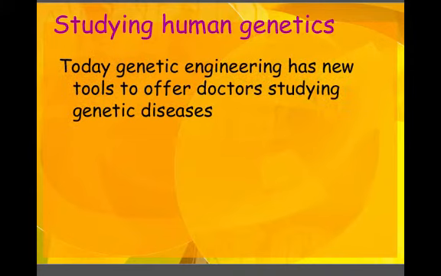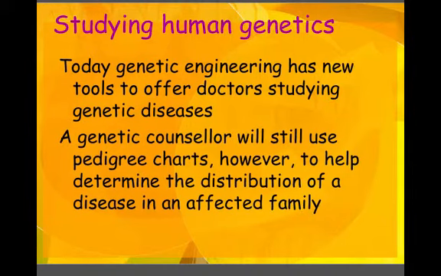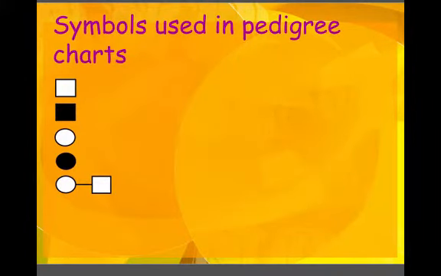Studying human genetics today, genetic engineering has new tools to offer doctors studying genetic diseases. A genetic counselor will still use pedigree charts, however, to help determine the distribution of a disease in an affected family. So there are some symbols, and I believe you need to write these down in your notes as I did not put them in there for you.